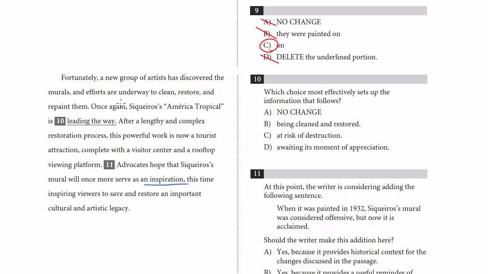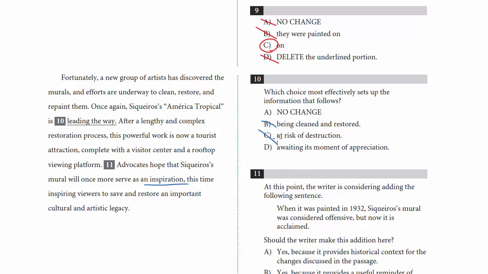Once again, Siqueiros' America Tropical is being cleaned and restored. So yes, it is being cleaned and restored, but that's been established previously. Doesn't really introduce what follows, which is a discussion of its influence. So not good. Same problem with C. The America Tropical is at risk of destruction. Yeah, I guess that's true, but that doesn't set up what's following.